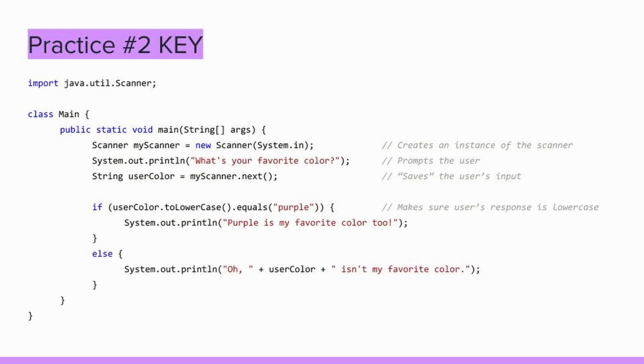Here's the key. The first part of practice 2 is the same as practice 1. We import and create an instance of the scanner and ask the user for their favorite color. Then, to check if our color is the same as the user's color, we use the string method .equals to compare the 2 strings. This will be inside of an if statement condition. We use the .toLowerCase method to make sure that if a user adds a few capital letters to their input, then we'll still get the right response. We use purple as our favorite color, but you can replace it with your own favorite color.